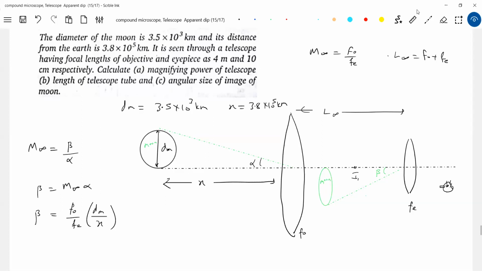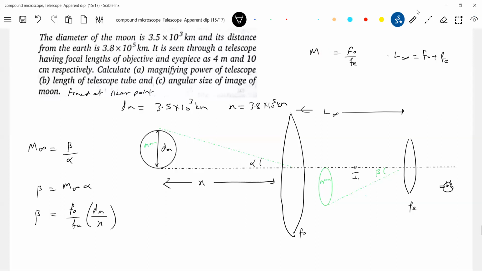But it didn't say anything, no? We should always work out for normal adjustment only. If the final image is formed at 25 centimeter, then you could have easily found the diameter. It's not asking the diameter, it's asking the angular size of the image of the moon, that beta. If they say the final image is at 25 centimeter, then you can predict the diameter. If you want, I'll change this to the angular size of the image of the moon formed at near point, but nobody should ask that. To make you understand, I'm changing the problem.